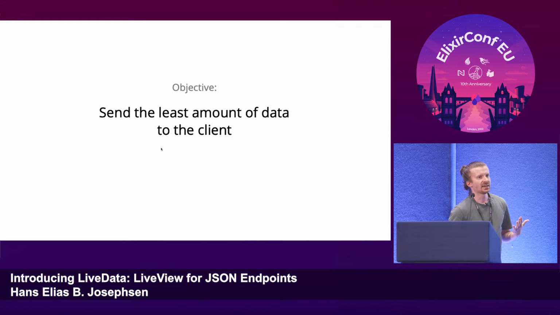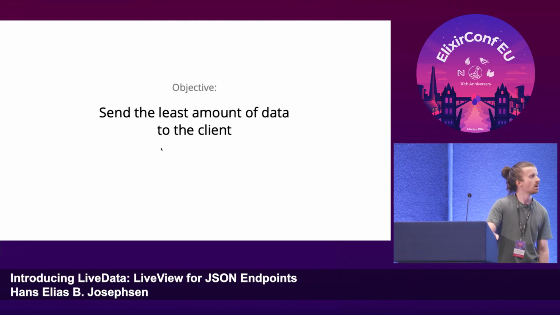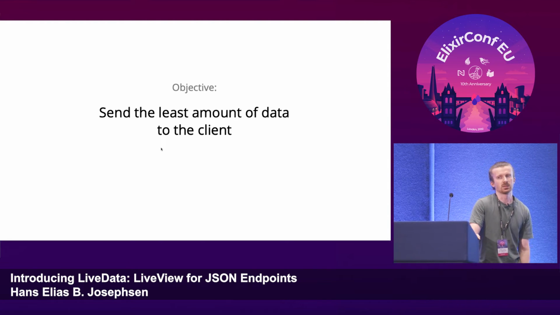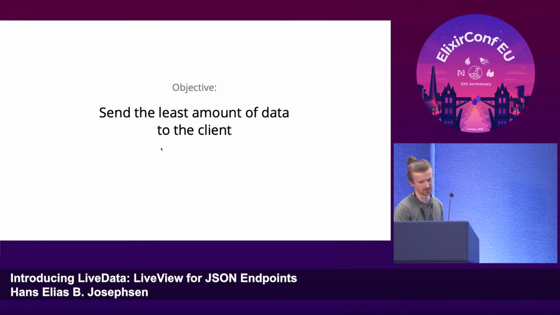But I want to take a step back and look at why we are doing this. What are we trying to accomplish with something like LiveData or something like LiveView? At the core of it, the objective is to send the least amount of data to the client, right? In the most naive case for LiveView, you could reduce it to just sending the whole HTML to the client every time something changes. And that would work. It would behave the same as LiveView does right now. But it's infeasible in practice, right? Because if you were to send the whole thing every time something changes, that's a massive amount of data going over the wire.